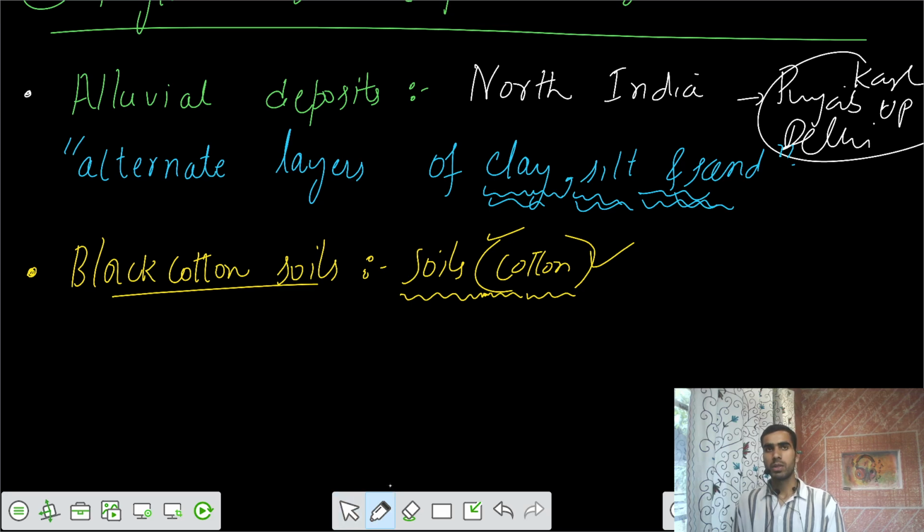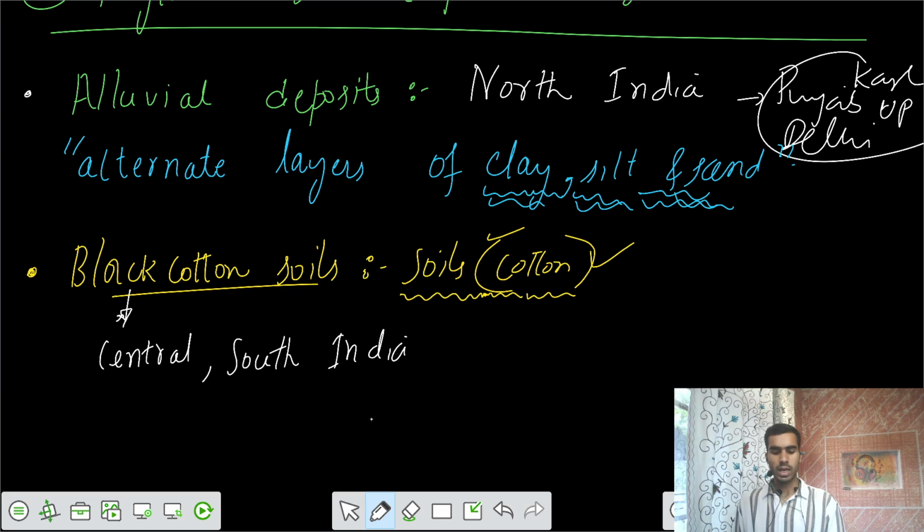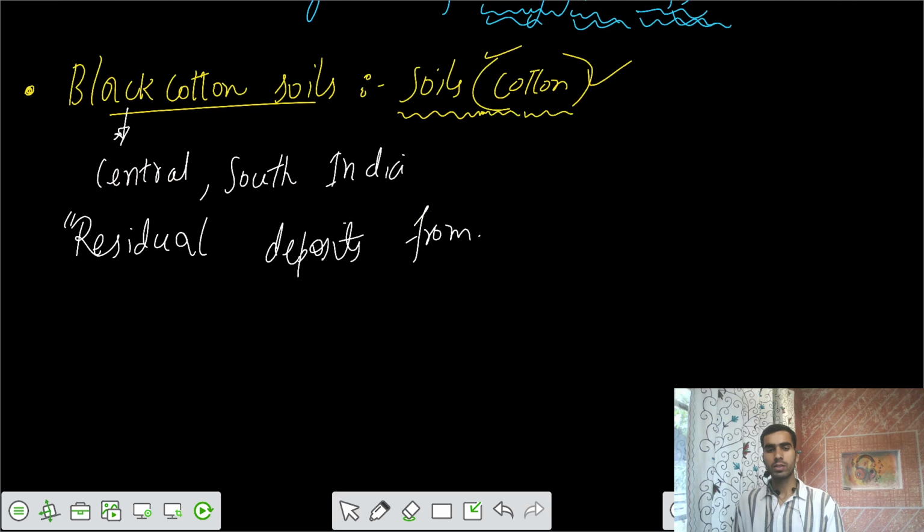But from the perspective of engineering, these are not suitable for engineering works. You cannot have construction on these soils. They are present somewhere in the central part of India, and some in South India also. This is your black cotton soil, and it is formed from residual deposits from the rock. Its parent rock is basalt, or sometimes we also have trap rocks.